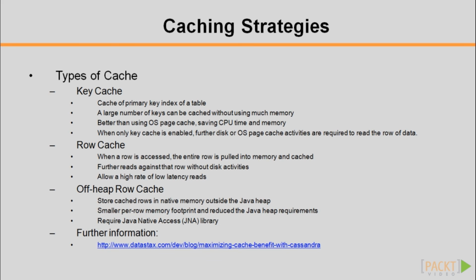A special kind of row cache is called off-heap row cache. It stores cached rows in native memory outside of the Java heap, leading to smaller per-row memory footprint and reduced heap requirements. To enjoy this feature, JNA is required.